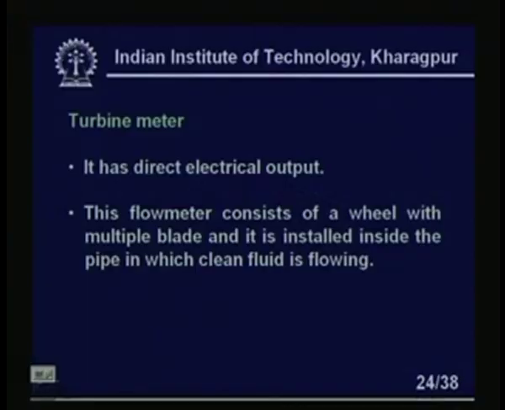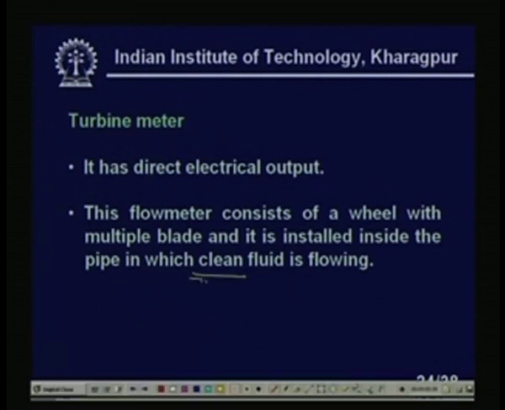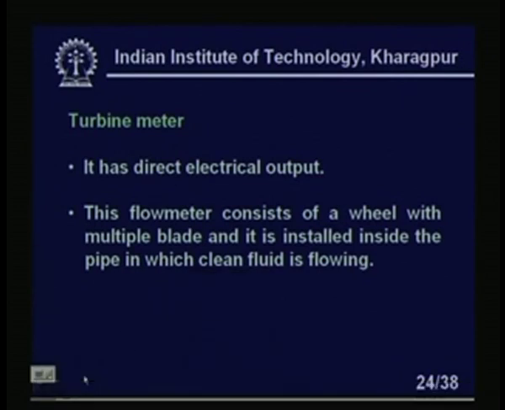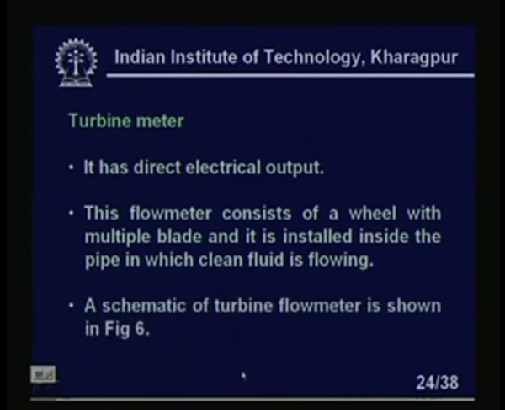So, there is no distinction between the blade and the teeth, please note, and it is installed inside the pipe in which the clean fluid is flowing. The term clean is very important: the liquid should be clean, otherwise there is a problem, which we will discuss later on. So, the flow meter consists of a wheel with multiple blades installed inside the pipe in which the clean fluid is flowing. A schematic of the turbine flow meter is shown in figure 6.